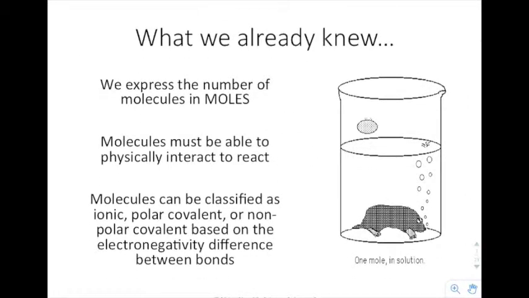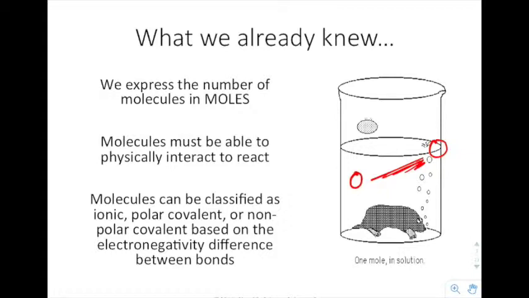So here's what we already know. We know that you can express the number of molecules in moles, and it's a lot more useful to use moles than it is to use individual atoms or molecules because of the sheer number of them. We also know that molecules must be able to physically interact in order to react. If you have a molecule here, and a molecule here, and there's no way that they can actually get to one another, then there's no way they can react.